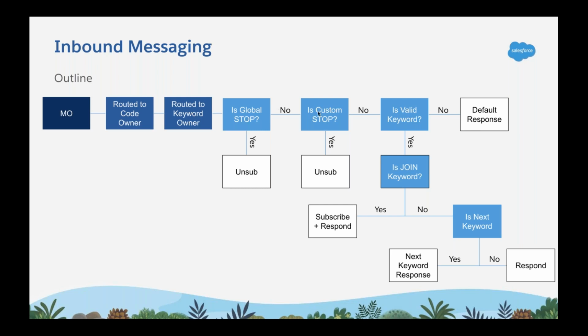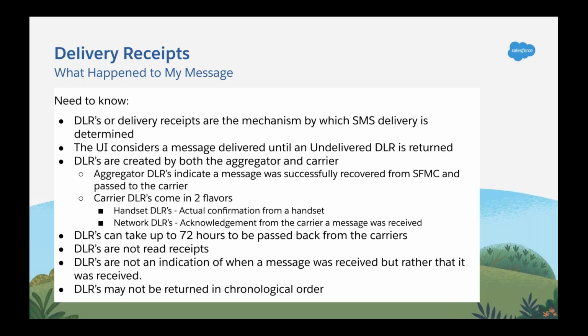We'll check for, is it a global stop? Is it a custom stop? Is the keyword valid, right? Does that keyword exist somewhere in that MID that this message is now on? Is it a join keyword? And then finally, is it a next keyword? Next keyword is probably something we'll have to follow up on; it honestly needs its own session. But what that feature is, it allows you to actually chain together complex messages, and also allows you to handle complex responses, as if you're trying to do something like capture an end user's email address. Just because that email address isn't a keyword itself, you'd be able to create it in the system. But more on that later.